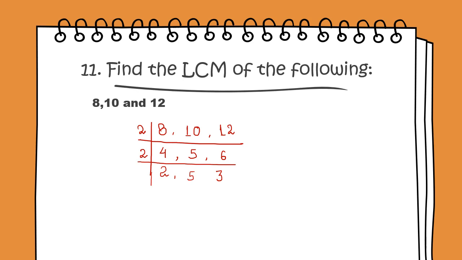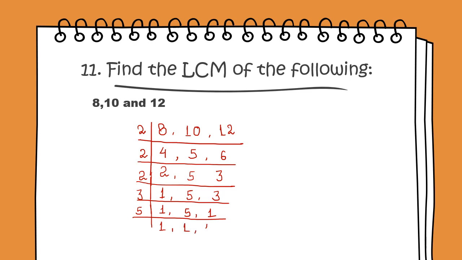Now we will divide by 2 again. 2 ones are 2. Write 5 as it is and 3 as it is. Now, take 3. 3 ones are 3, and then the last number, 5. So we got 1, 1, 1. Here we got all the numbers.